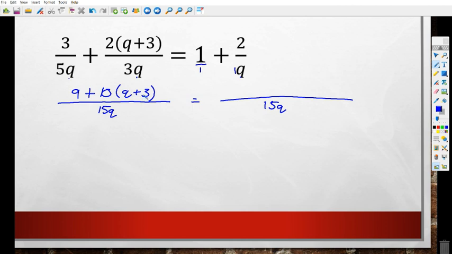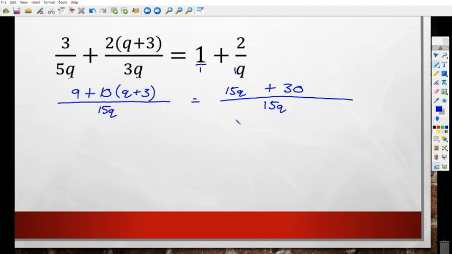Now what do I do to 1 to get to 15Q? You times by 15Q. So 1 times 15Q is 15Q plus, not a minus, not a multiply, not a divide. It's a plus. Don't change it. Then what do I do to Q to get to 15Q? Times by 15, and what is 2 times 15? 30. Amazing.